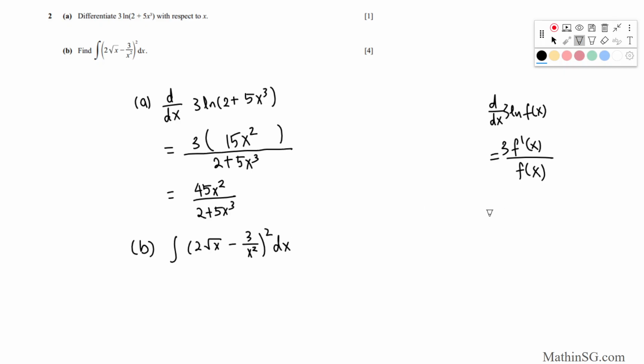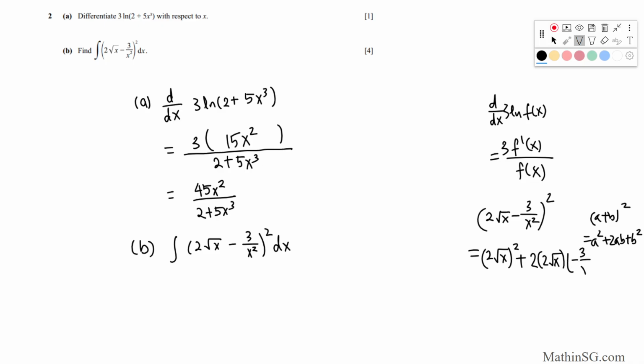So if you look at this, you have (2 root x minus 3 over x squared) squared. Okay, it's basically expansion, right? So if you have (a + b) whole thing squared, it is a squared plus 2ab plus b squared, right? So this one you have (2 root x) squared plus 2 times 2 root x times negative 3 over x squared. Then next you plus this whole thing squared, so it's (3 over x squared) squared. So let's simplify it. So (2 root x) squared is 4x.